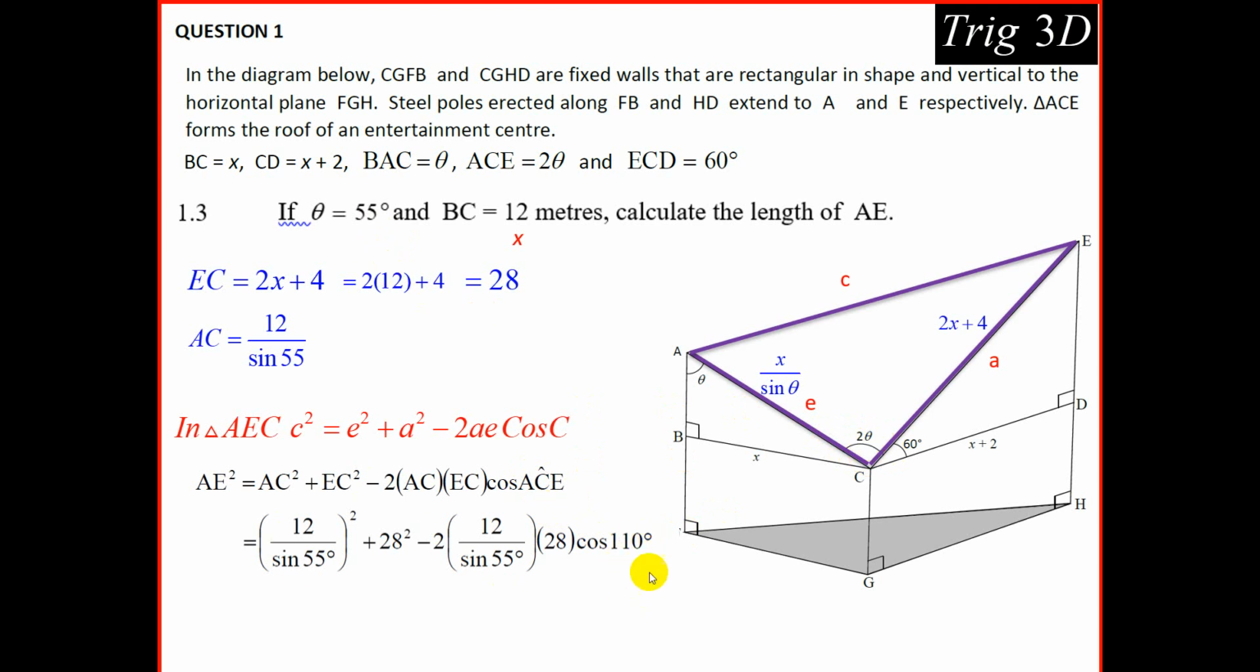And all we have to do now is type that on the calculator. If we type that on the calculator and find the square root of that, we will end up with AE is equal to 35.77 after finding the square root of the answer.